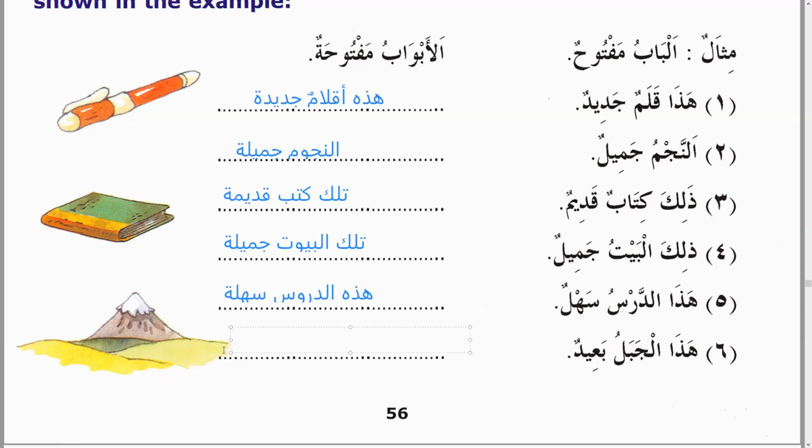Hadha al-jabalu ba'idun. This mountain is far. Ba'id is far, right? So hadhihi. Jabal, the plural is jibal. Hadhihi al-jibalu. Broken plural, right? Hadhihi al-jibalu ba'idatun. These mountains are far. Alhamdulillah. Let's do the rest.